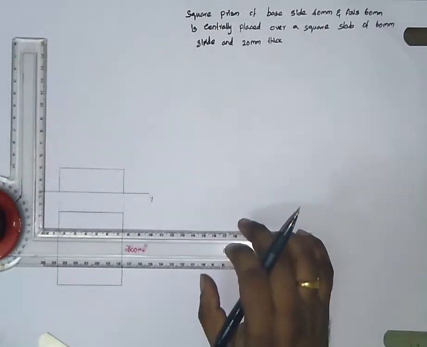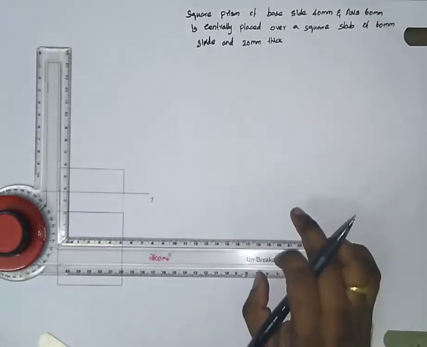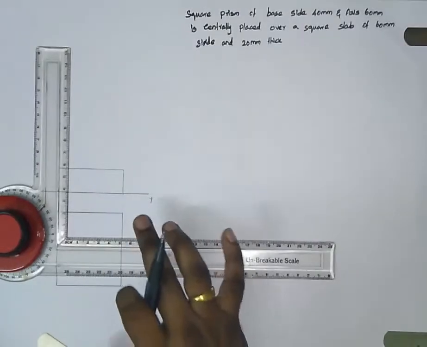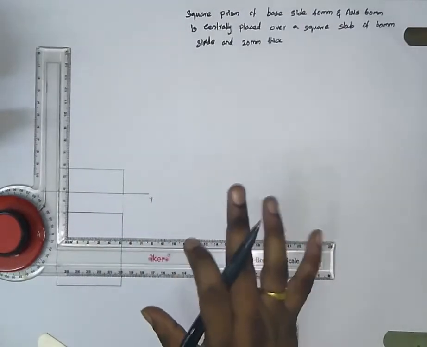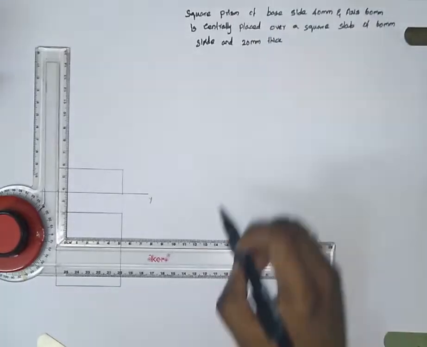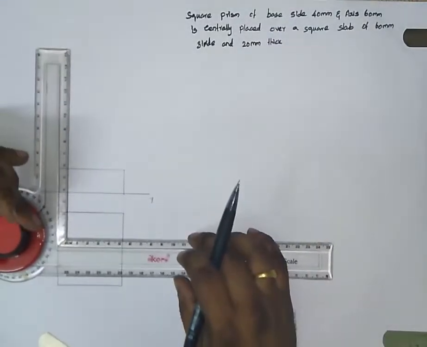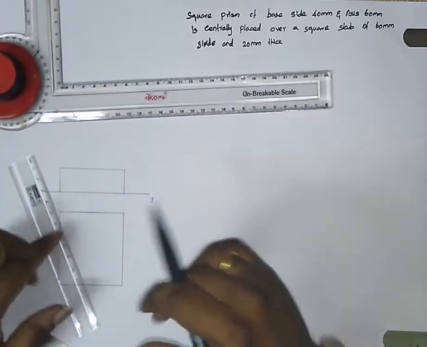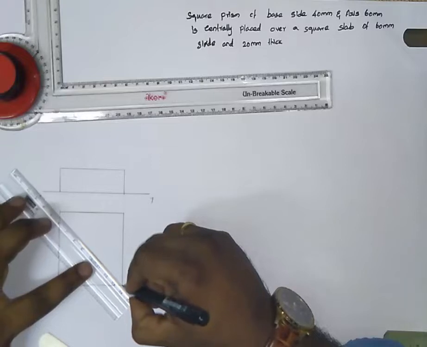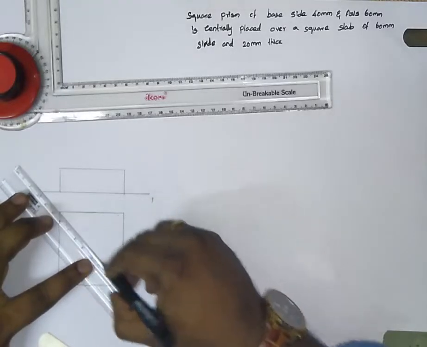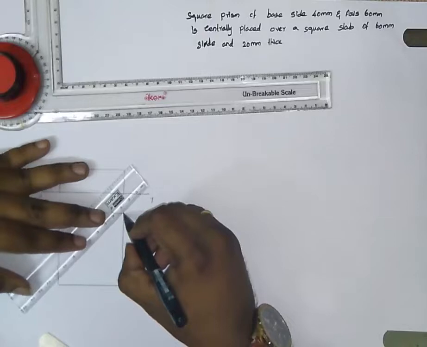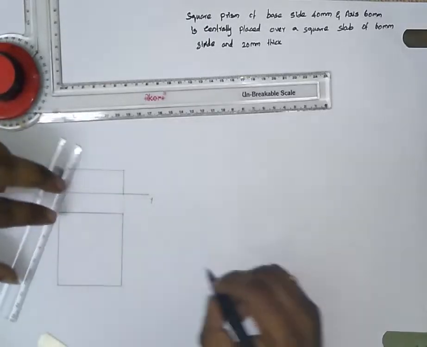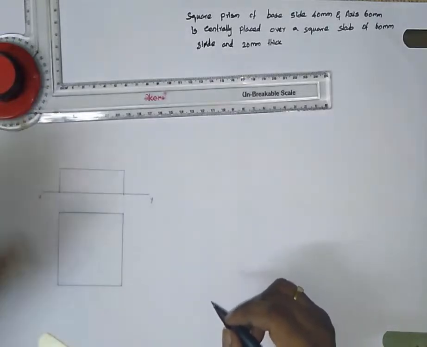Now you have to draw the simple position of this square prism. That square prism is exactly placed over this square slab centrally, that is, the axis points of these two solids have to coincide. So now you have to find out the axis point of this square. To find that, just connect these two opposite corners. So this is your center point of this square. It is not a pyramid.